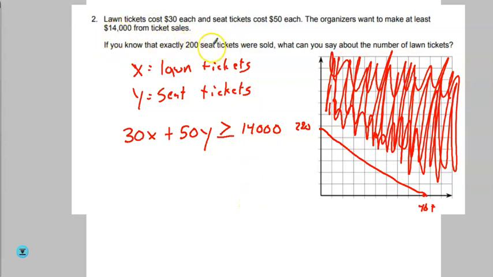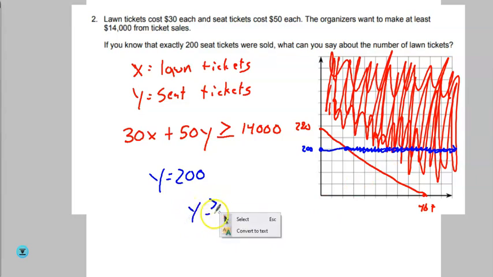So if we know exactly 200 seat tickets were sold, so that's the seat tickets, the Y. So if we know that Y equals 200, what can we say about the lawn tickets? Well, there's 200, right? 200 would go this way. So we know from this point over, all falls in that shaded region. So Y would have to be greater than or equal to, and we need that point.